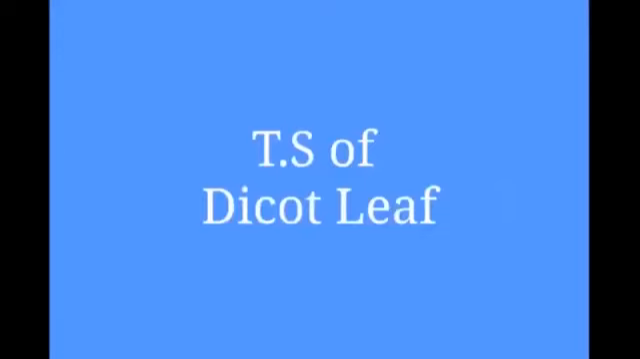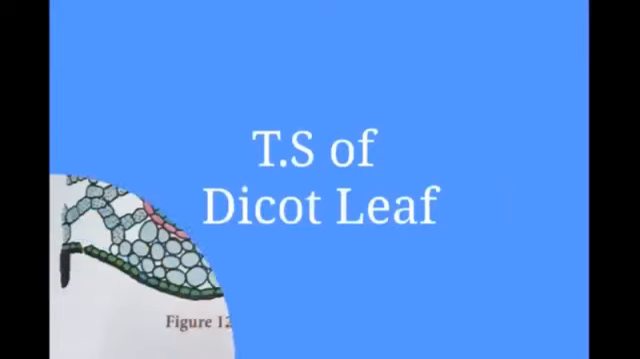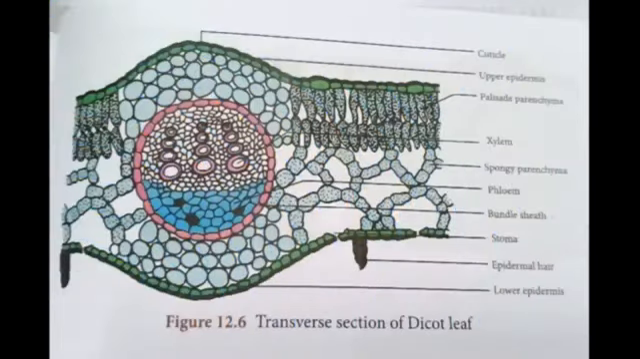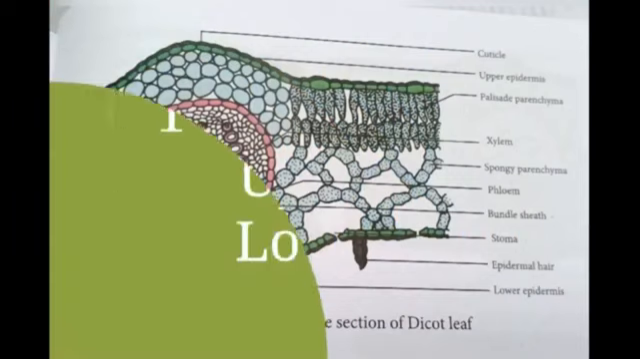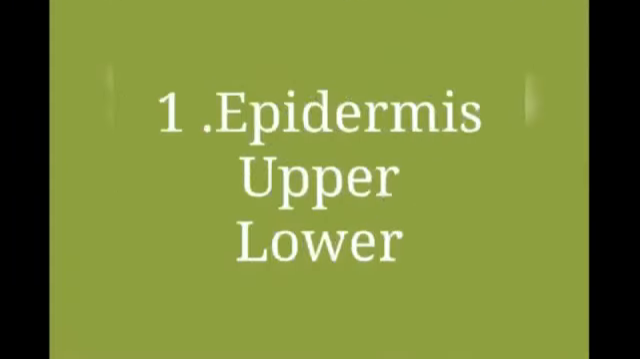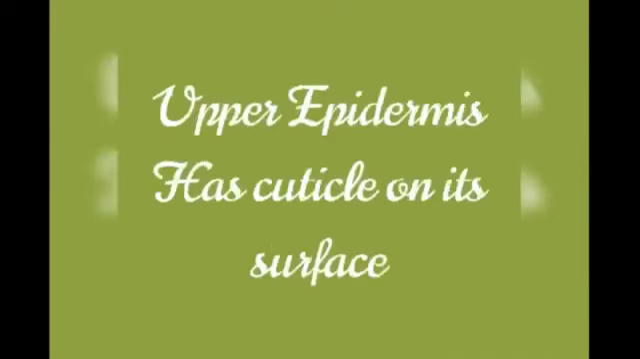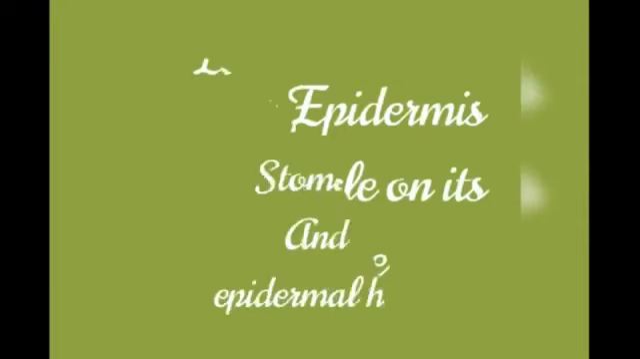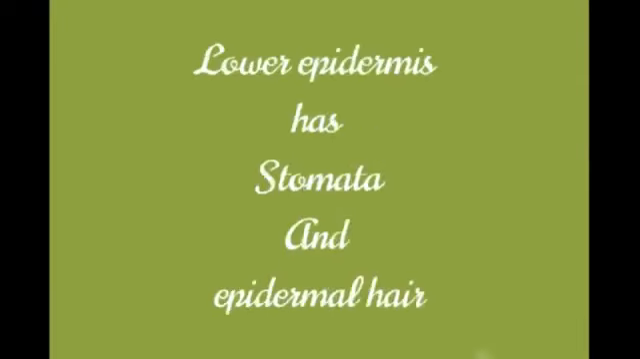We'll move on to the anatomy of a dicot leaf. Dicot leaf consists of two epidermal layers, the upper epidermis and the lower epidermis. The upper epidermis has a cuticle on its top to prevent transpiration. Cuticle is a type of wax which protects the inner surface. And the lower epidermis has stomata, which are used for the exchange of gases.